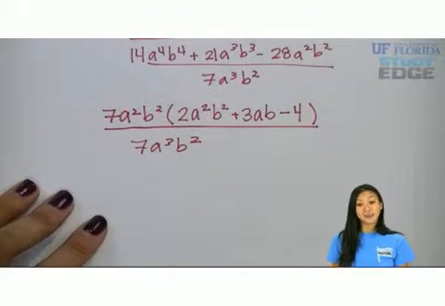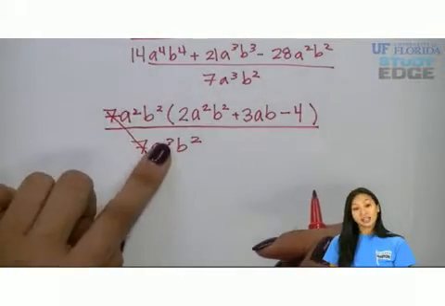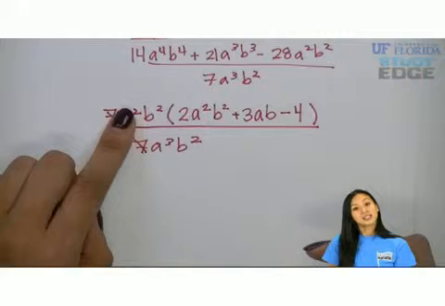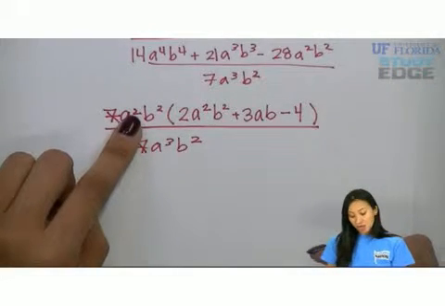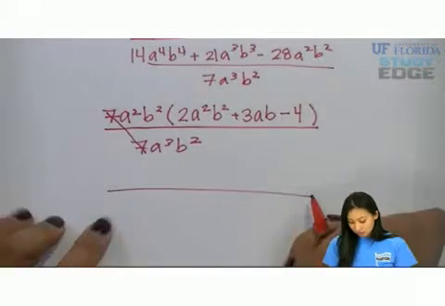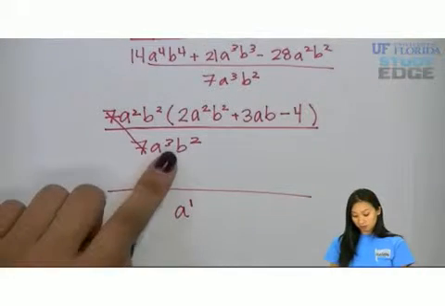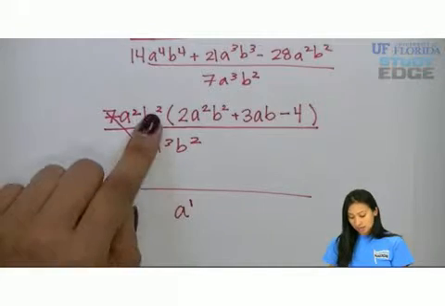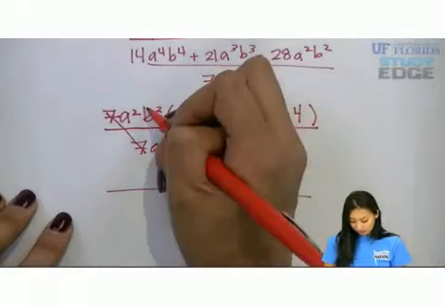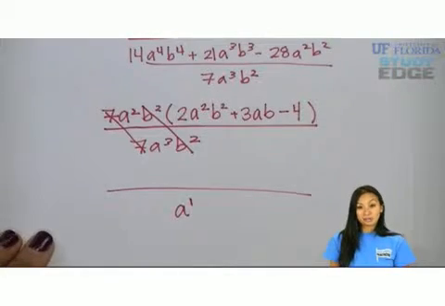Let's see if we can cancel anything out. We simplify. 7 over 7 simplifies. A to the 2nd over a to the 3rd. Now, this is like a dividing exponents problem. So I'm going to subtract the greater minus the lower number. So 3 minus 2 is just 1, right? So I have a to the 1 left. Now, b to the 2nd over b to the 2nd, that's just 1, right? It cancels out because it's exactly the same on top as on the bottom. So I have only a on the bottom left.